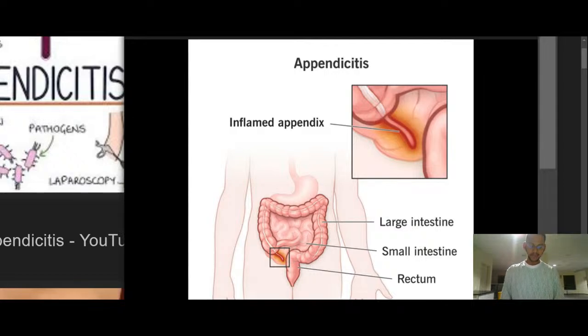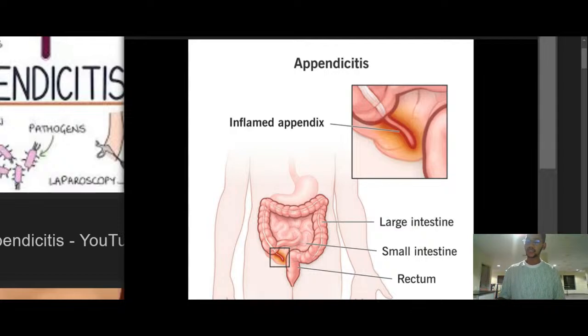We spoke about the scoring system of Alvarado. So M for the migration of pain, A for anorexia, N for nausea, T for tenderness in the right lower quadrant, R for rebound tenderness, E for elevated temperature, L for leukocytosis, and S for shift of white cell count to the left. So we spoke about the abdominal ultrasound, CT, and then lastly you would want to do an MRI just to basically hone in on that particular diagnosis.